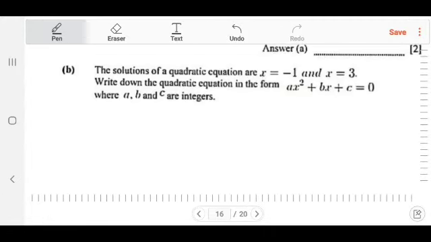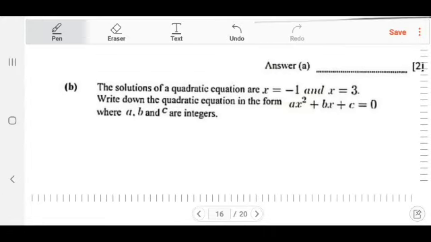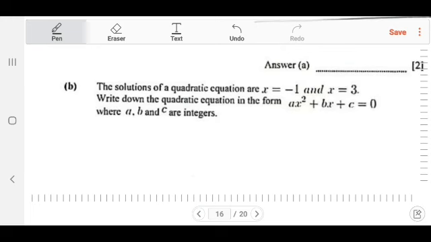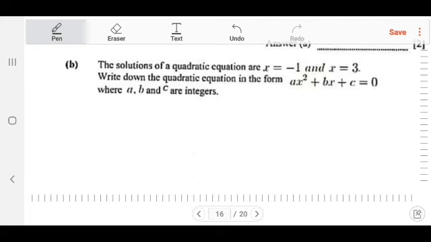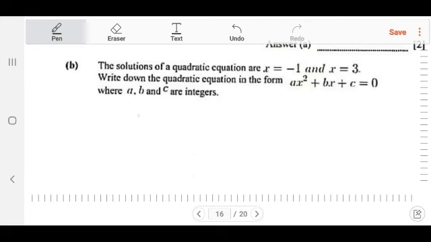Then coming to B, the solution of a quadratic equation, x is negative 1 and x is 3. Write down the quadratic equation in the form ax squared plus bx plus c equals 0, where a, b, and c are integers. Okay, so we know that our first solution is what?